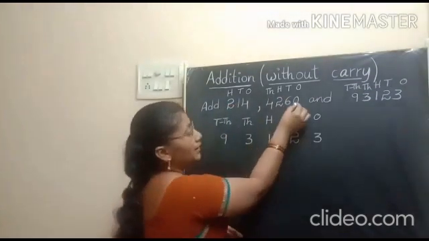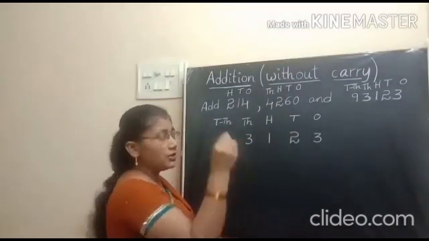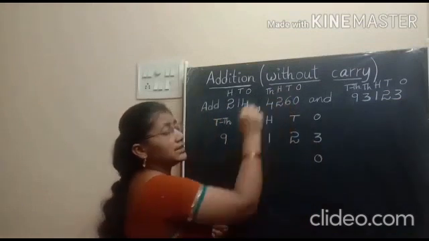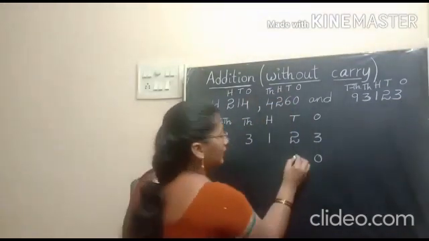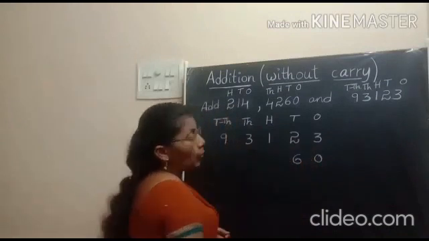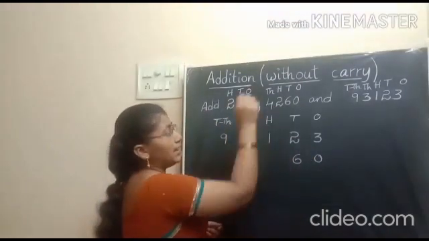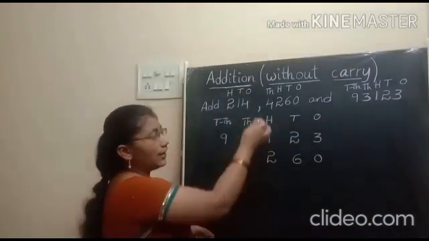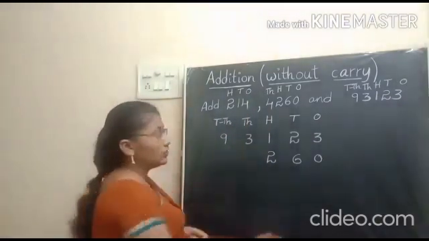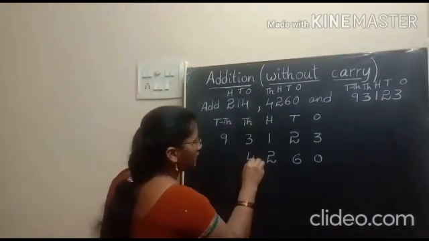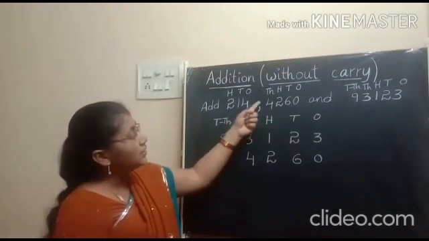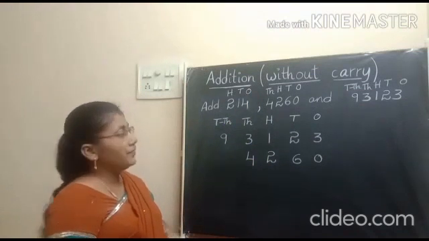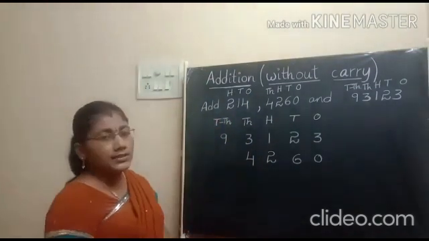Now, here 0 is in the ones place. So first we should write 0 in the ones column. Next, 6 is in the tens place. So we should write 6 in the tens column. Now 2 is in the hundreds place. So we should write 2 in the hundreds column. Finally, 4 is in the thousands place. So we should write 4 in the thousands column. Is there any digit to write in the 10,000s column? No. Understood?